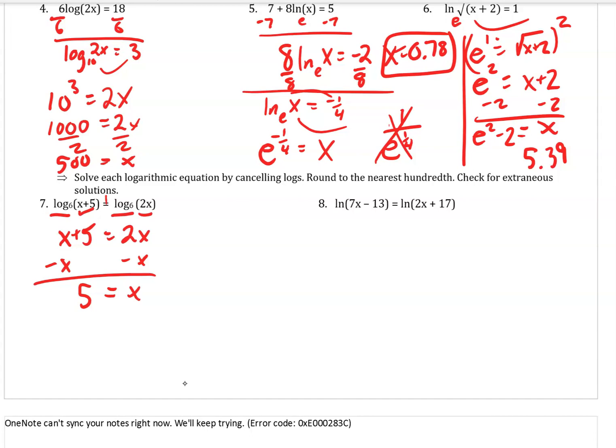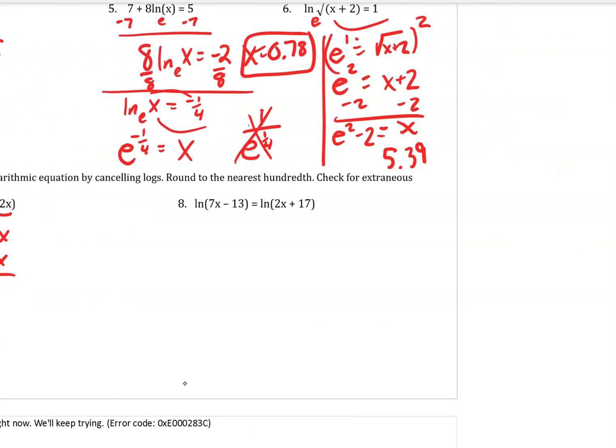So the insides are only equal if it's the same base. So we may need to do change of base later with some of these problems. So now we have ln of something equals ln of something else, but those somethings must be equal. So we'll cancel those logs. We know that 7x minus 13 must equal 2x plus 17.